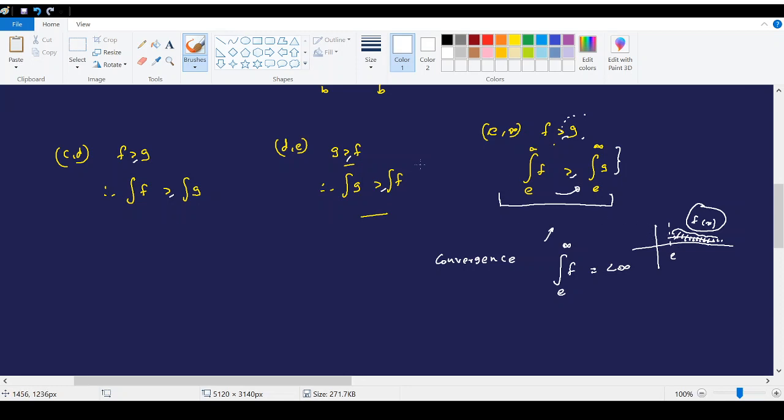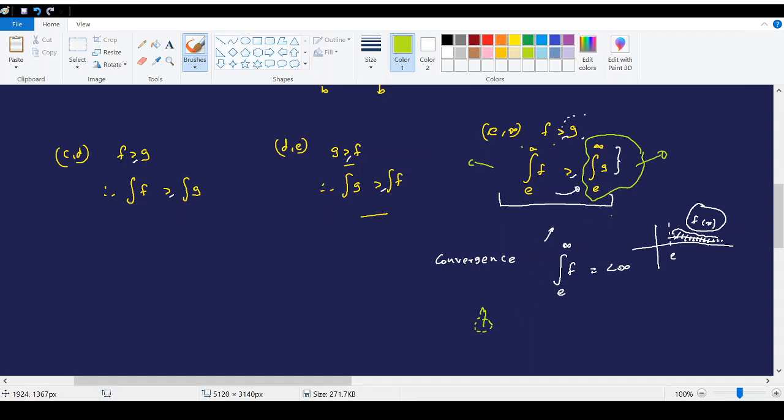And on the other hand, if the smaller function has an infinite area, so if this explodes, then definitely the larger function will have an infinite area because of the same reason. That means even the smaller guy is very big, so definitely the larger one is going to be a definite divergent integral, right?